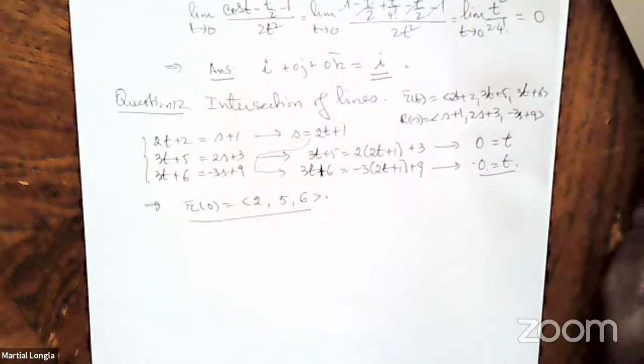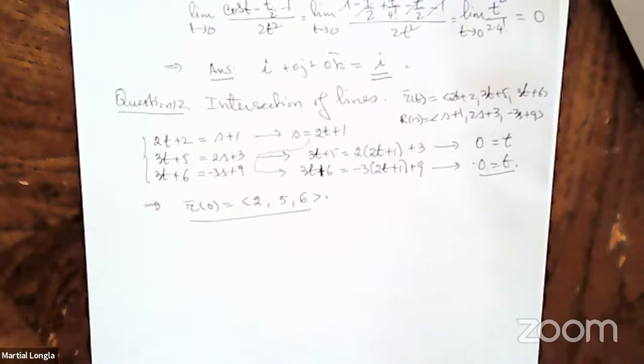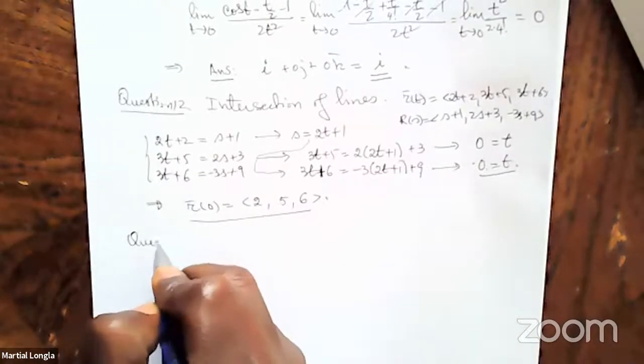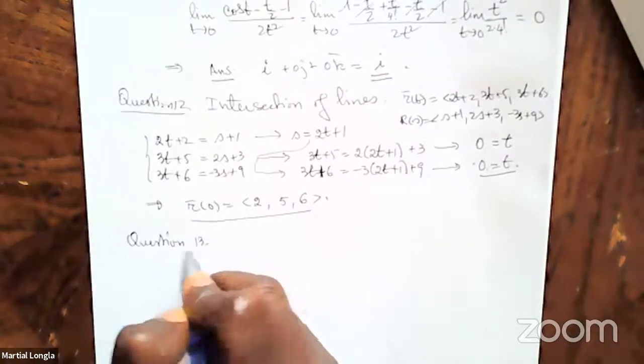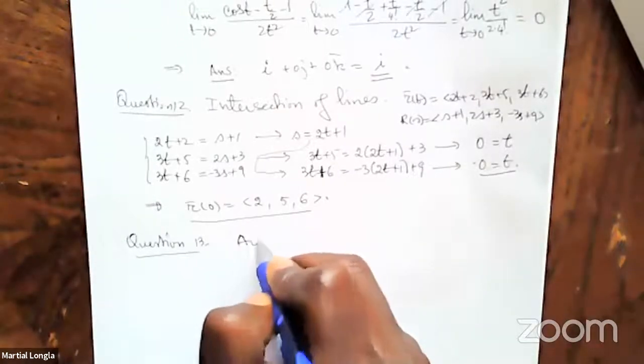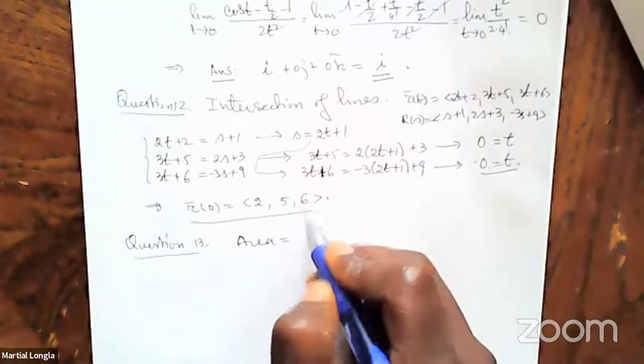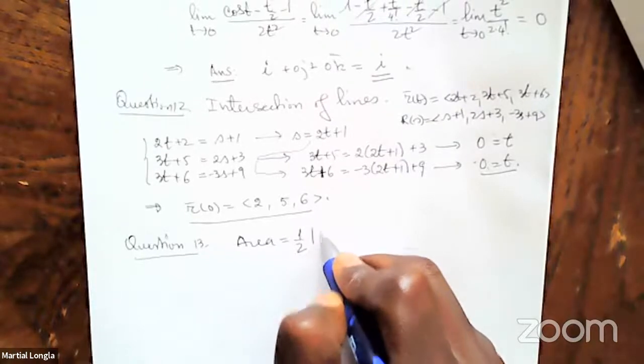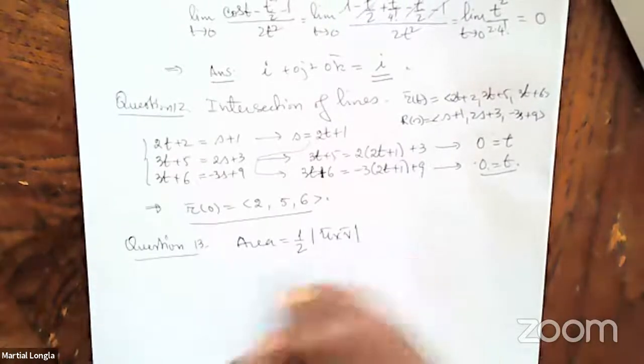Find the area of the triangle with sides u, v, and u minus v. The area of the triangle is half of the corresponding area of the parallelogram. I'm surprised a bit why continuously people here have to compute u minus v for me. The answer is the area is equal to 1/2 the magnitude of u cross v. That's it.